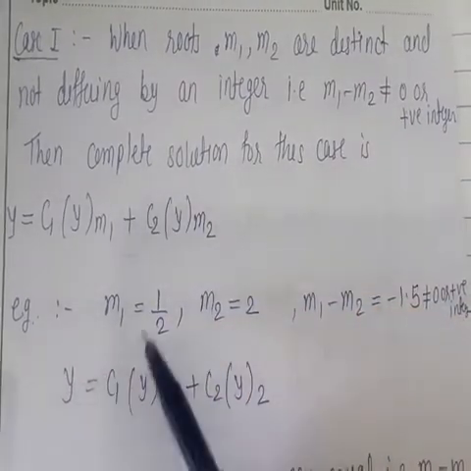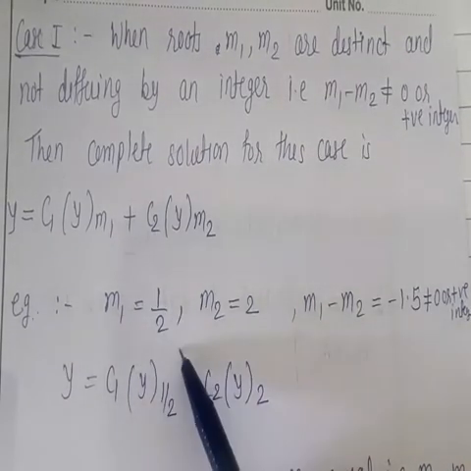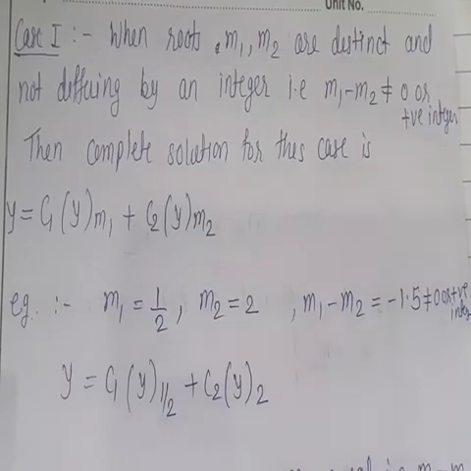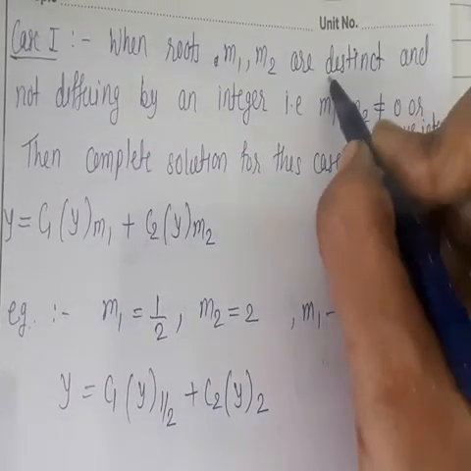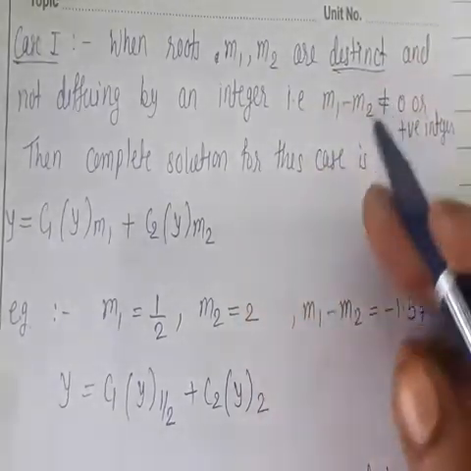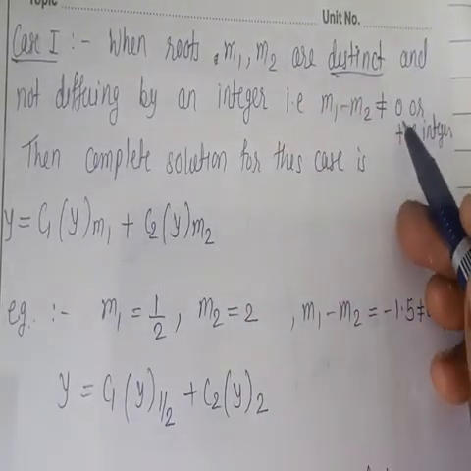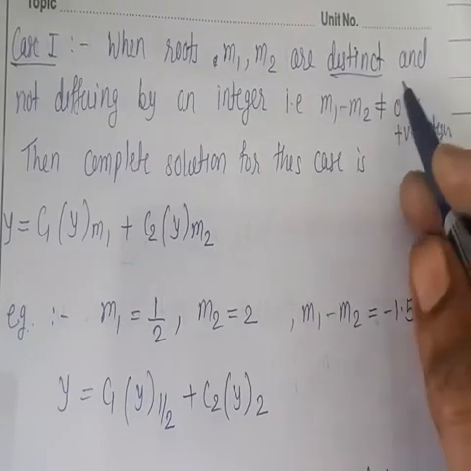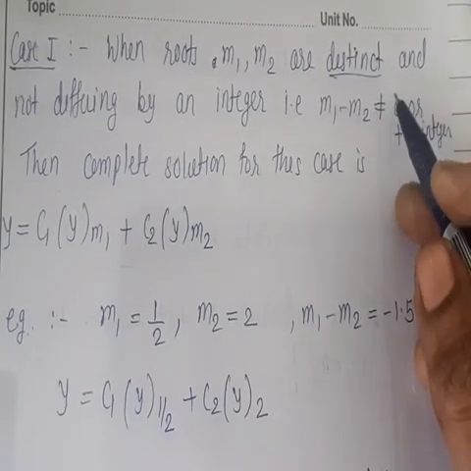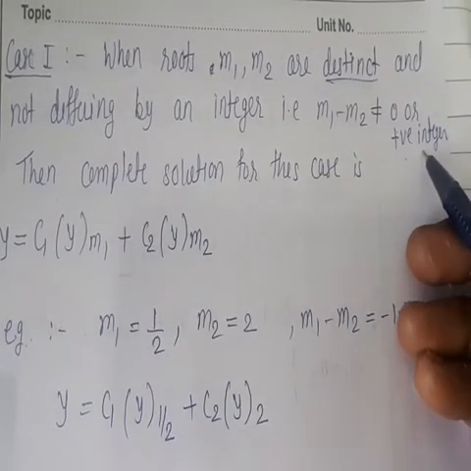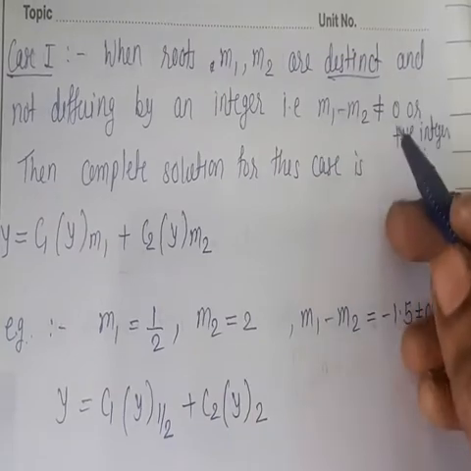For example, if we have m1 is equal to 1 by 2 and m2 is equal to 2, then first case, what is the first case? Remember this: m1 and m2 are distinct, and the difference between m1 and m2 may be anything. It should not be 0 or any positive integer. This is the condition: m1 minus m2 is not equal to 0 and it should not be a positive integer. Any other value we can get here.